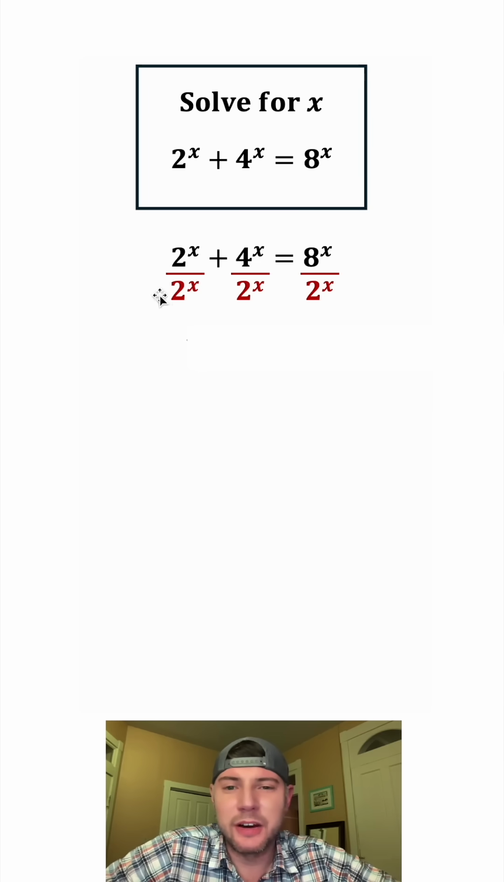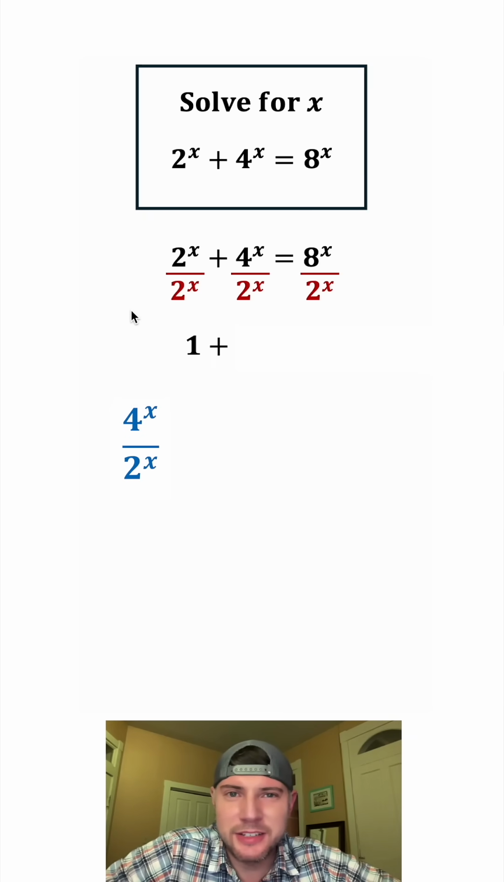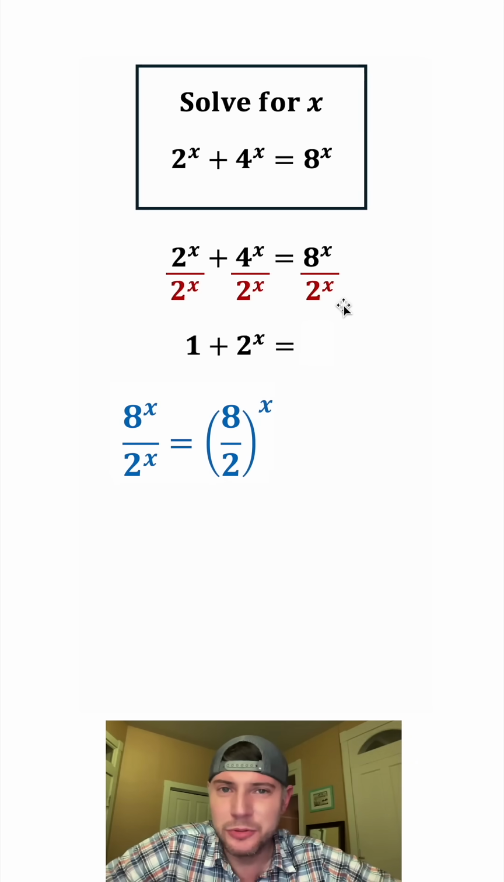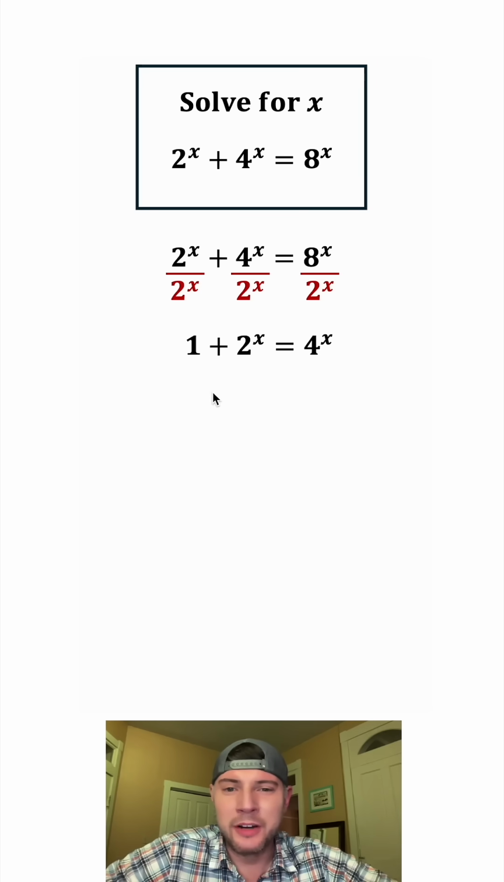2 to the x divided by 2 to the x is equal to 1. And 4 to the x over 2 to the x is equal to (4 over 2) to the x, which is equal to 2 to the x. And then 8 to the x divided by 2 to the x is equal to (8 over 2) to the x, which is equal to 4 to the x. So now we have 1 plus 2 to the x is equal to 4 to the x.